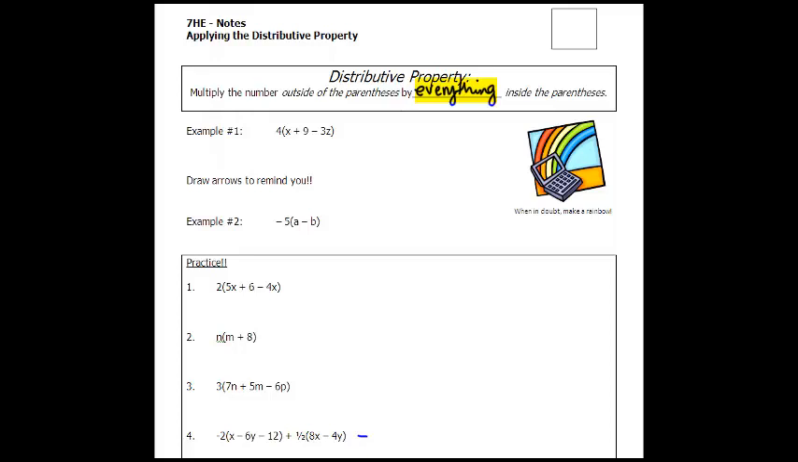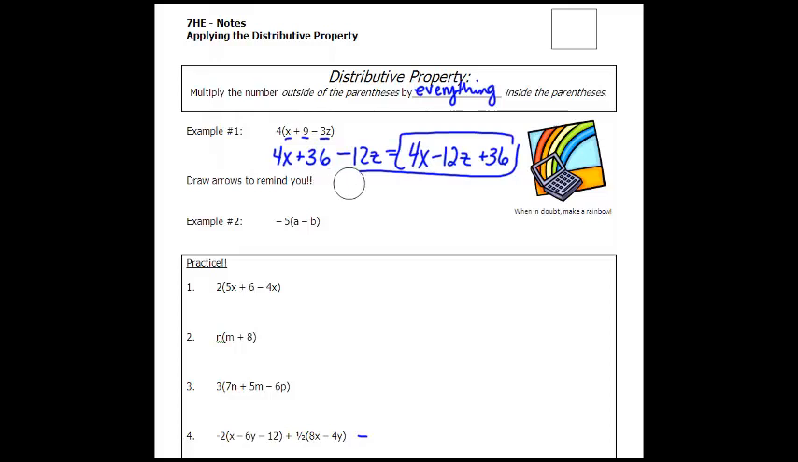So if I look at the first example, I'm going to take the 4 and multiply it by everything that's inside my parentheses. That's going to give me 4x plus 36 minus 12z. I would like that in standard form, so I'm going to put the constant last, and that's my final answer. Now I'm going to take a look at example 2.